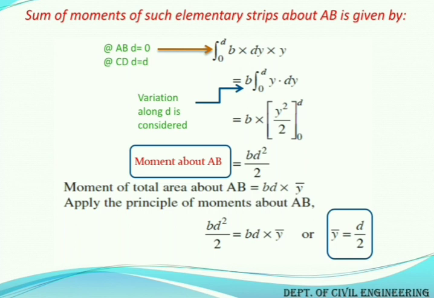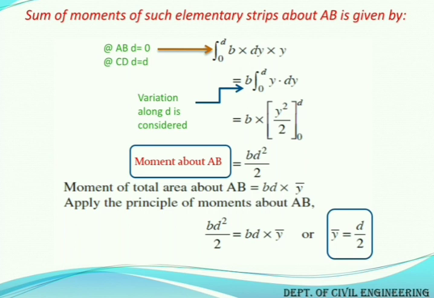The moment of all the elemental strips of the area with respect to an axis is equal to the moment of entire area considered together with respect to the same axis. That is, we have to equate BD square by 2 is equal to B into D, which is the area of the entire figure, multiplied by y bar. Here y bar is the centroidal distance of the entire figure.